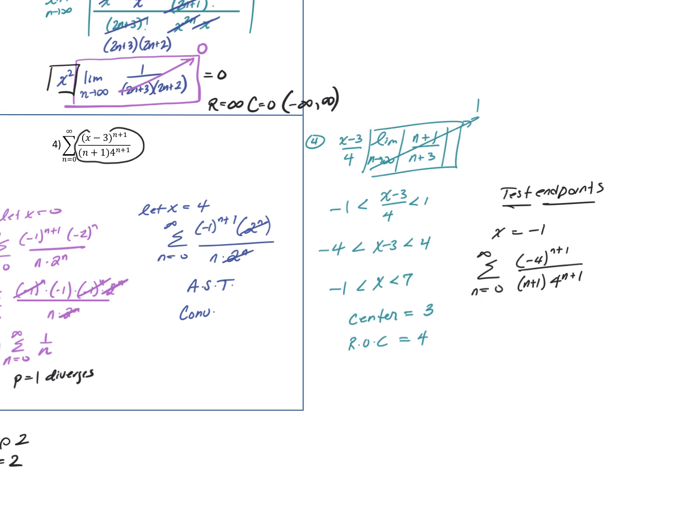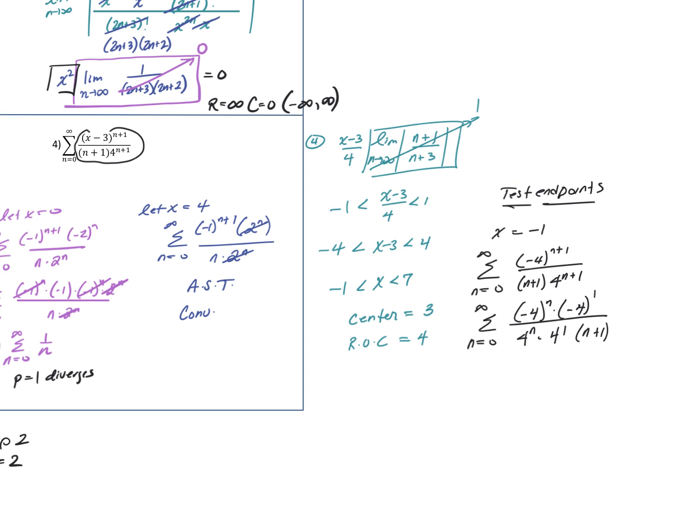So this, again, we could break this up, I suppose. So n equals 0. So you get -4 to the nth, -4 to the first, 4 to the nth, 4 to the first, and then n plus 1.